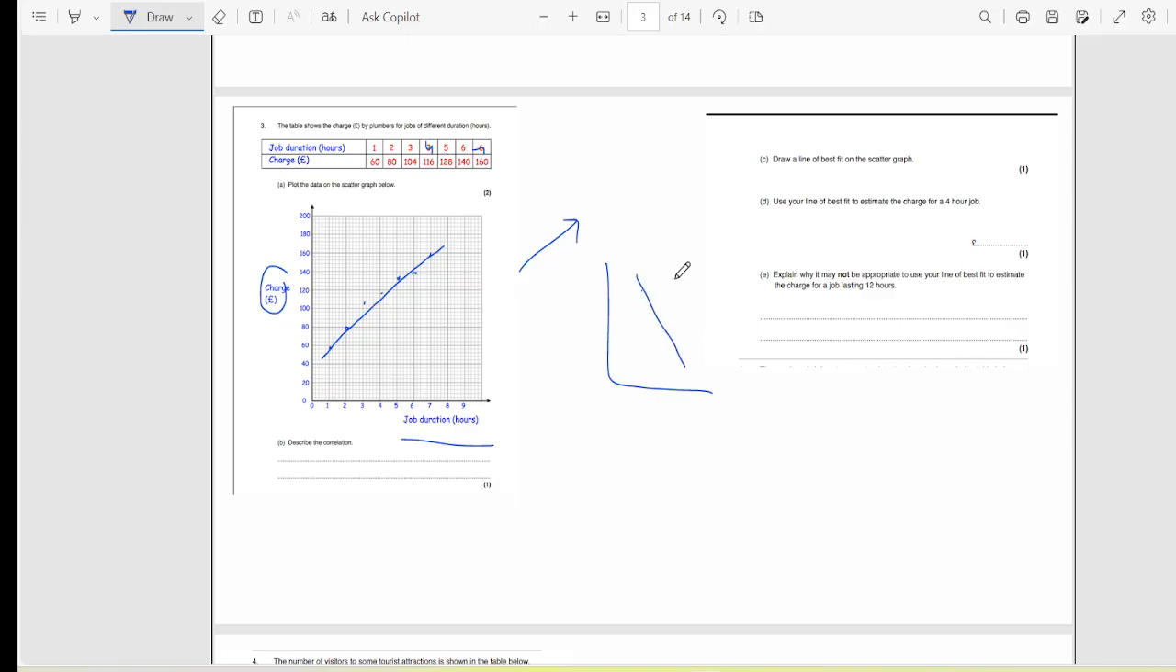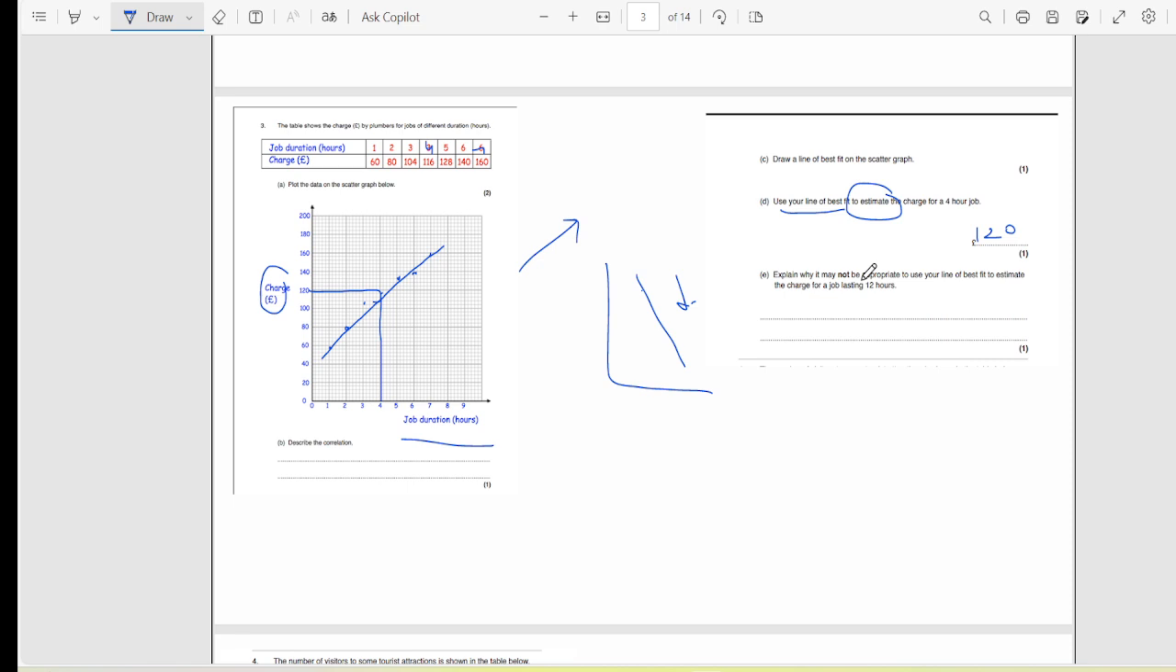If the graph goes downward like this, then the correlation is negative, right? Then it says use your line of best fit to estimate the charges for a 4-hour job. So for 4 hours, it's around 120, right? If you see this, you can write 120 because you have to estimate, so that's a rough answer.